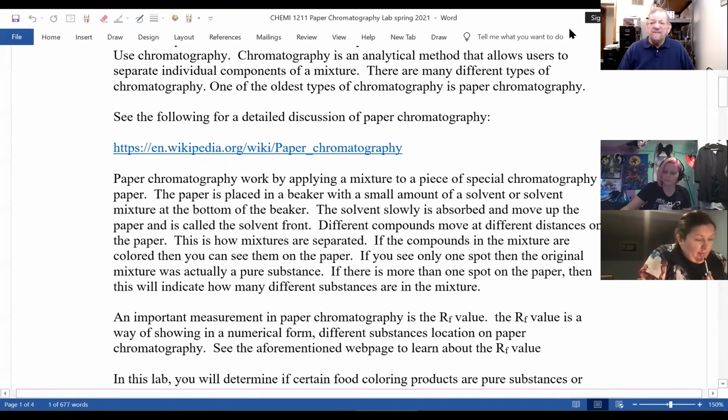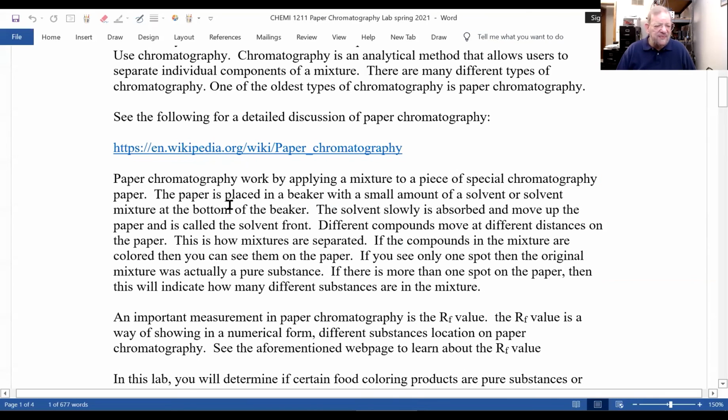So in paper chromatography, you put the paper in a beaker with a small amount of solvent, or you can use mixtures, and it's slowly absorbed and moves up. That's called the solvent front. And different compounds move at different rates or different distances on the paper. And that's how you can tell if you have a mixture and it's separated into different compounds. And if it's colored, you can see that. If you only see one spot, then it's a pure substance. If there's more than one spot, that will indicate how many different substances.